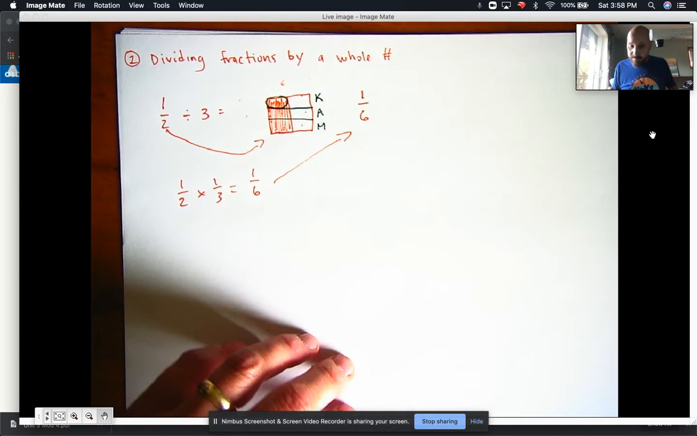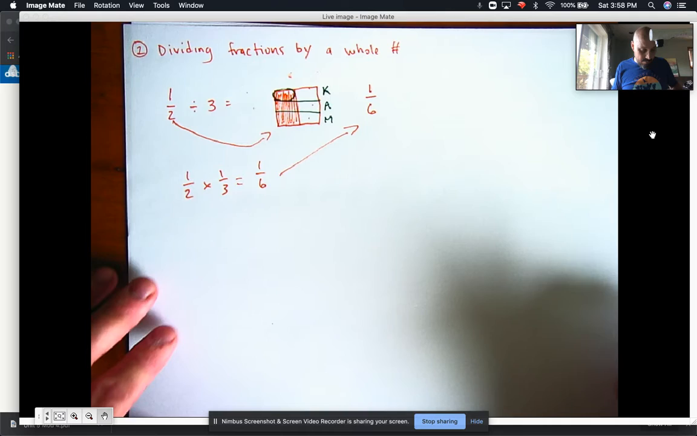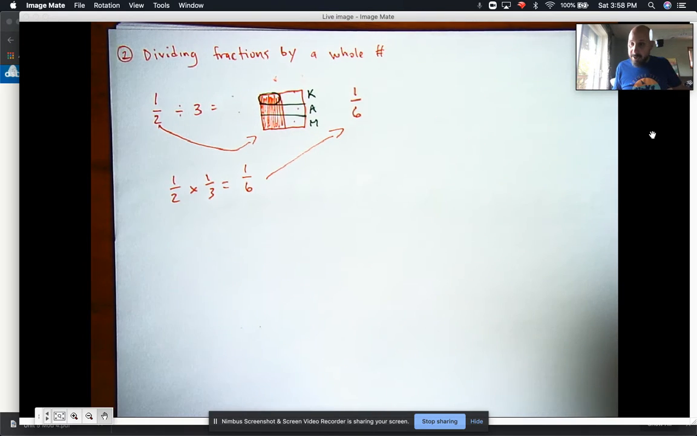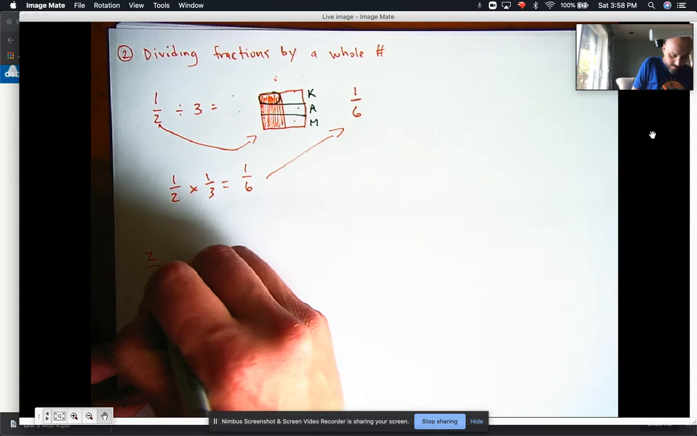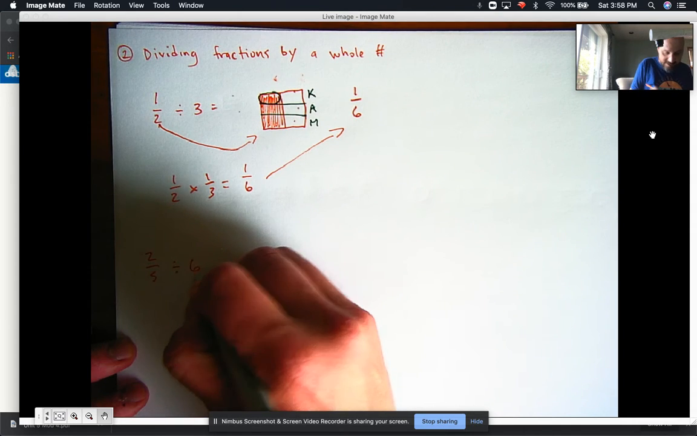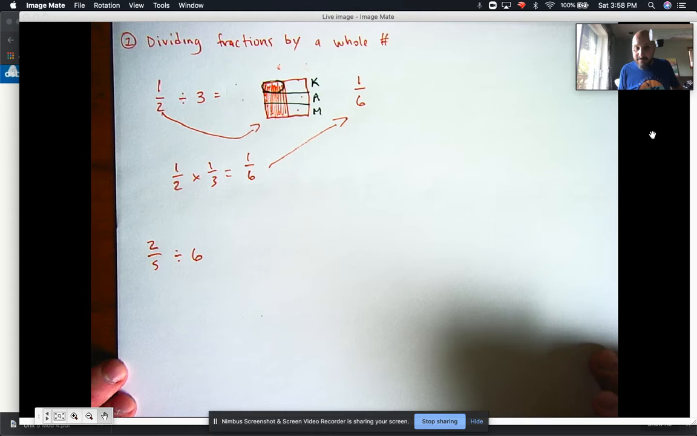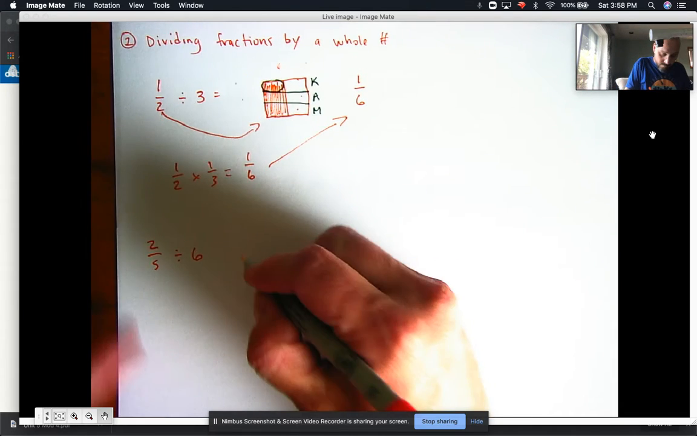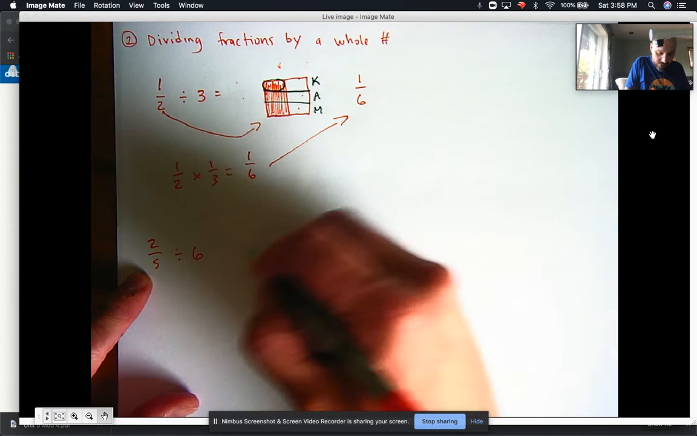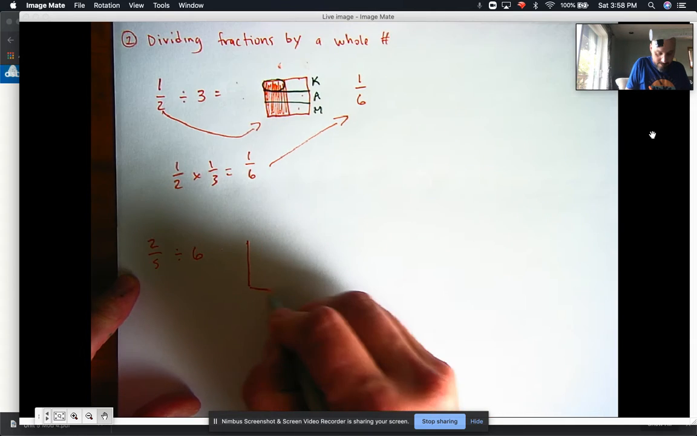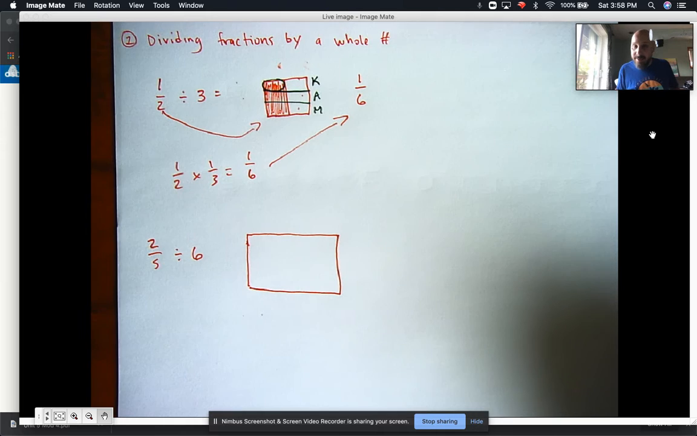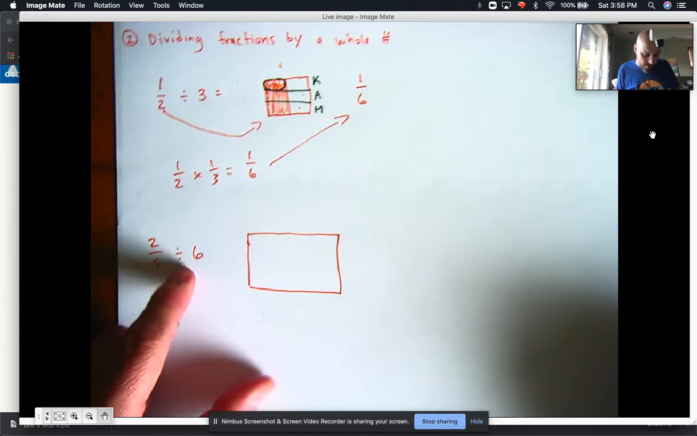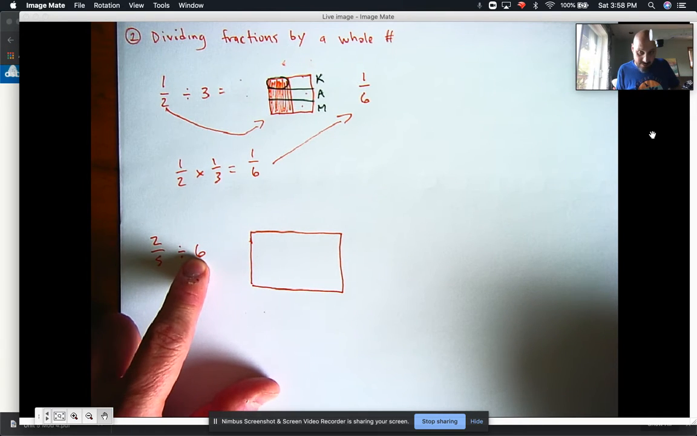Okay, let's do another one here. Let's try 2/5 divided by 6. Okay, so remember, same thing. You're starting with my fractional piece. Sorry about my head being behind my document camera. Some of you prefer that, I think. So let's split this up into 5 equal parts, and we're going to share this with 6 people.